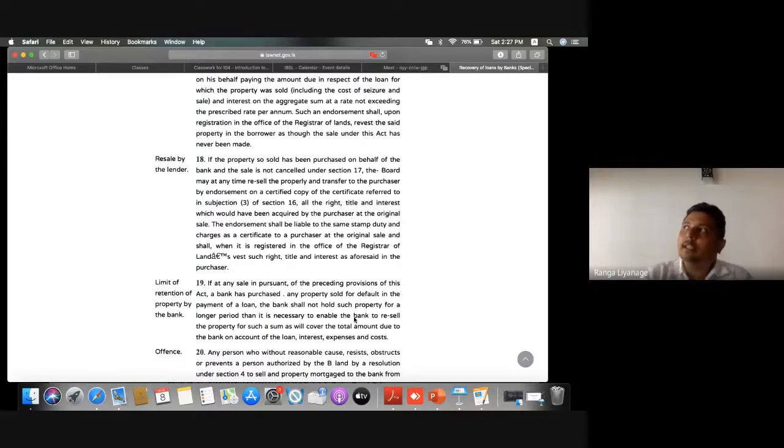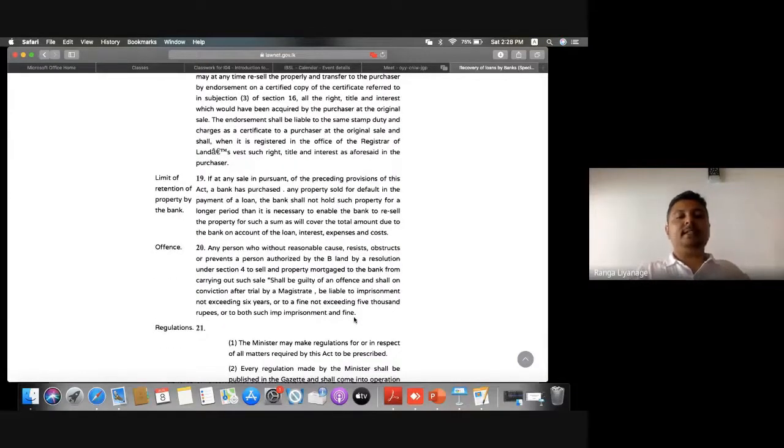The other important thing is the limit on retention, where the bank is the purchaser. If at any sale in pursuance of the preceding provisions the bank has purchased any property sold on default, the bank cannot hold such property for a longer period than is necessary to enable the bank to resell the property and recover the total amount due to the bank. Now, this is a very wide but practically inconclusive provision, because what do you mean by not any longer period than is necessary? So it's all circumstantial and subjective, right?